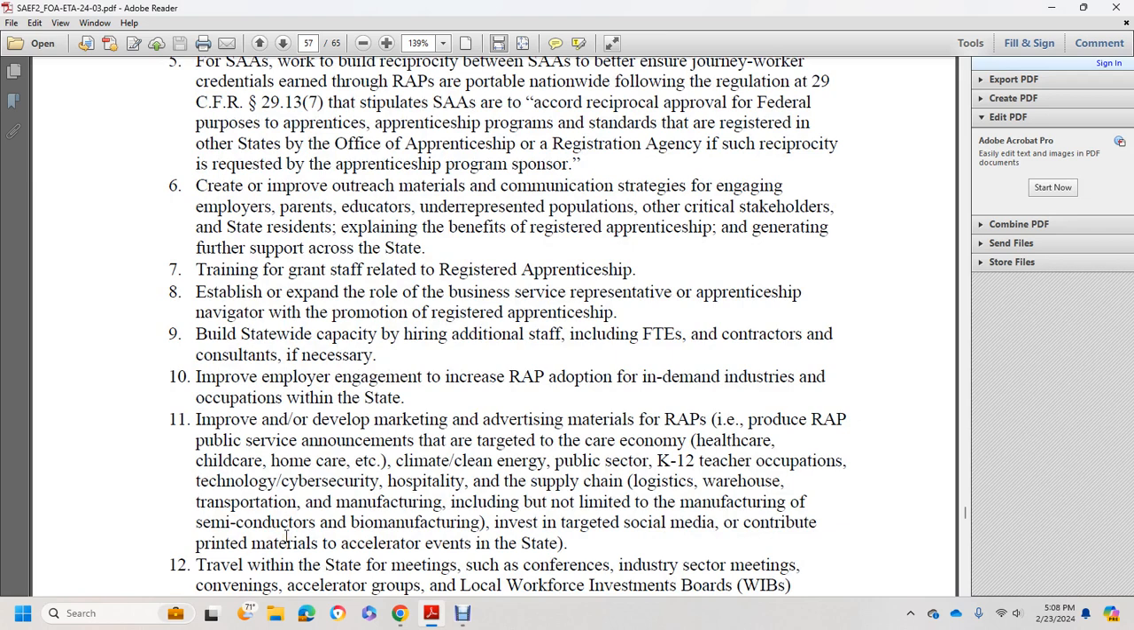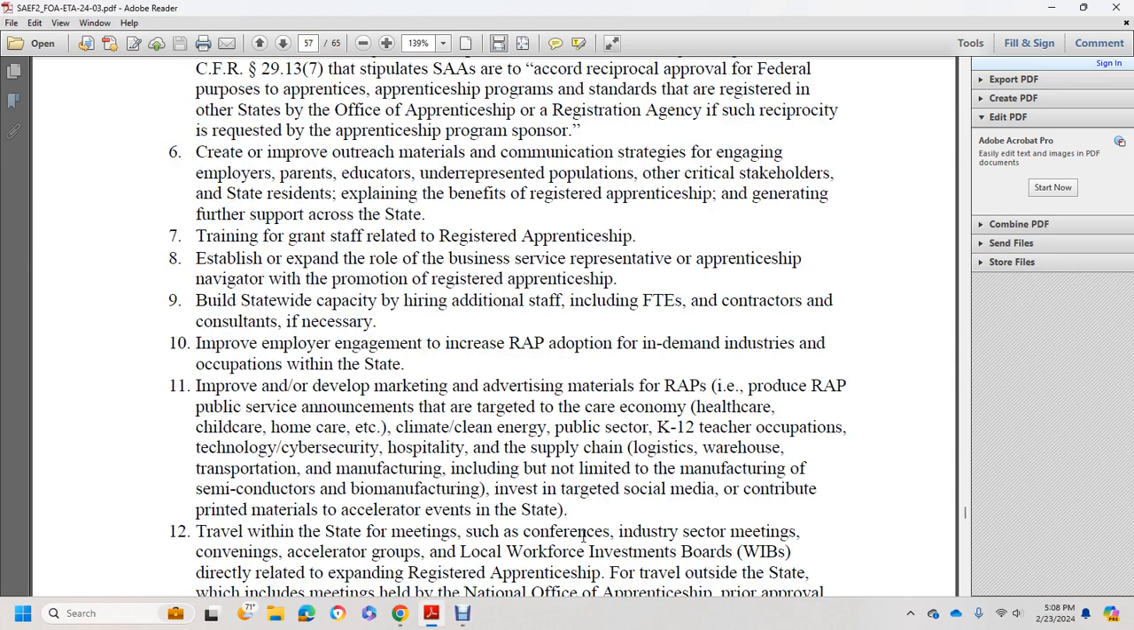Announcements are targeted to carry the economy, including healthcare, child care, and home care, as well as climate, clean energy, public sector, K-12 teacher occupations, technology, cybersecurity, hospitality, and supply chain with logistics, warehouse, transportation, and manufacturing, included but not limited to semiconductor manufacturing. This includes targeted social media and printed material that accelerate events in the state.